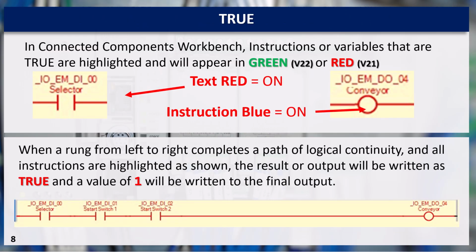In Connected Components Workbench, instructions or variables that are true are highlighted and will appear in green in version 22 or red in version 21. When a rung, read from left to right, completes a logical path of continuity and all instructions as shown are highlighted, the result or output will be written as true and a value of 1 will be written to the final output.